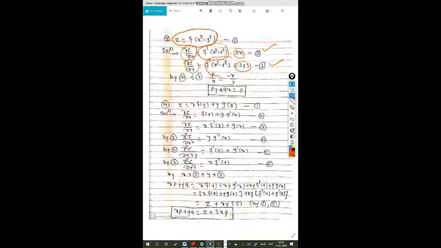You can say equation 2 divided by 3, f dash gets cancelled, p upon q will be equal to minus x upon y, and you get py plus qx equal to 0. Py plus qx equal to 0 is the answer, which is free from the arbitrary function f, and that is a partial differential equation.